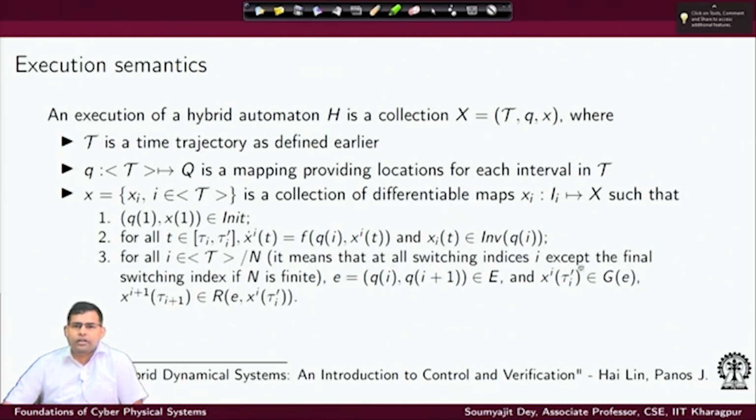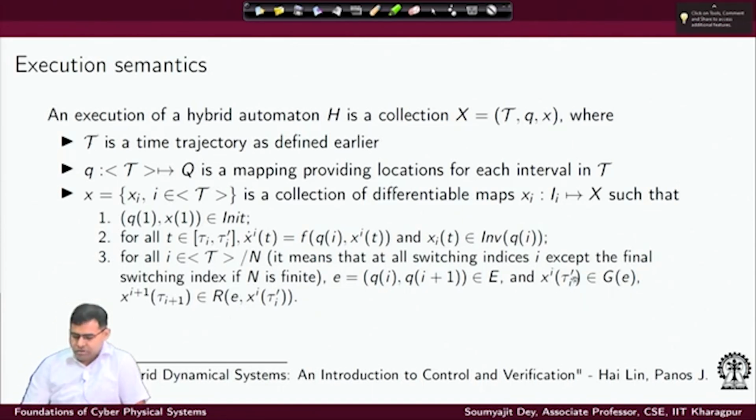Another interesting thing is, for all these i's that are in the index set minus the final one, meaning all the switching indexes except the final one, in case n is finite. Otherwise, if it is infinite, there is no final one, and no meaning of minus n. In that case we have a set of edges, defined like this. You start from the ith index's location to the i plus 1th index's location, and for each of them you have their corresponding edge. This gives me the edge I took for going from the ith interval to the i plus 1th interval in the time trajectory set. This would be my corresponding guard condition, and of course, this would be my corresponding reset condition.